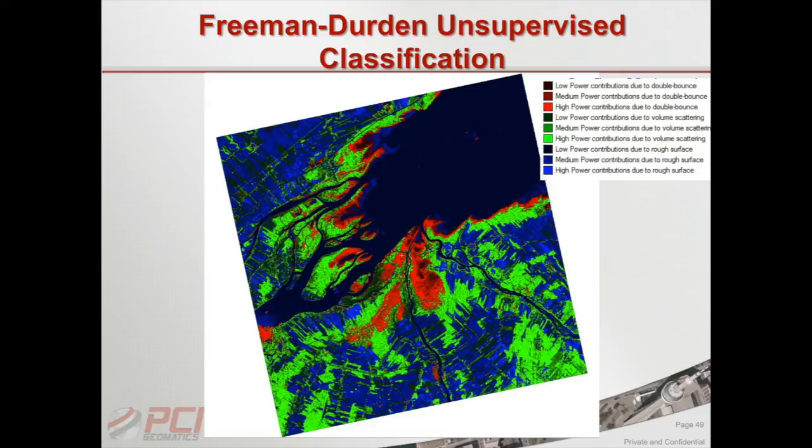So in this particular case, we're breaking them up into high, medium, and low: double bounce, volume, and surface bounce. Based on the colors there, you can classify it. And again, that process takes about 10 seconds to do.